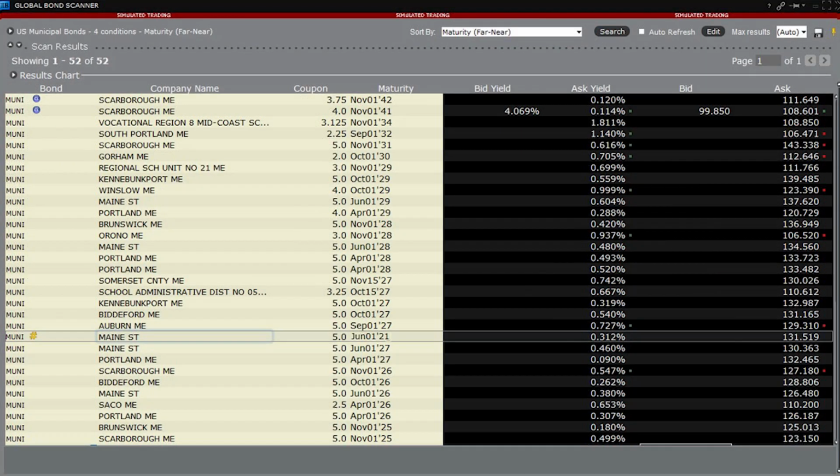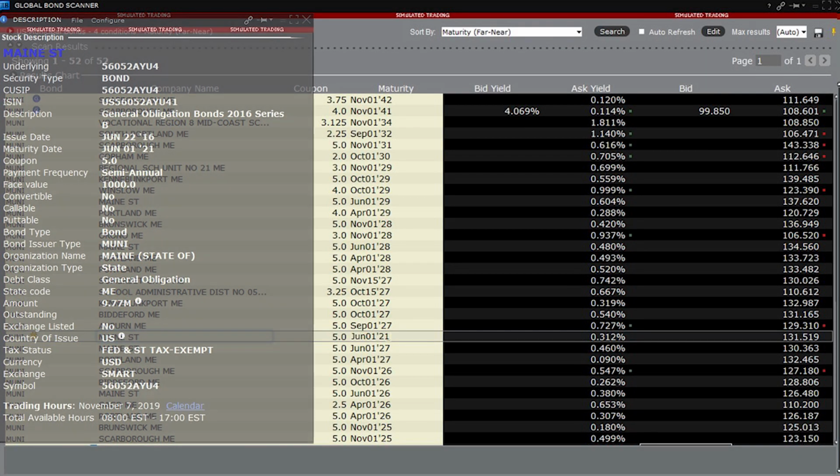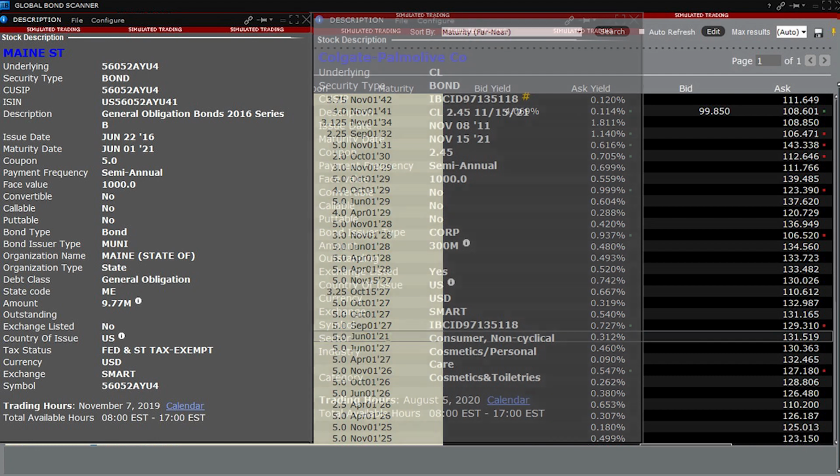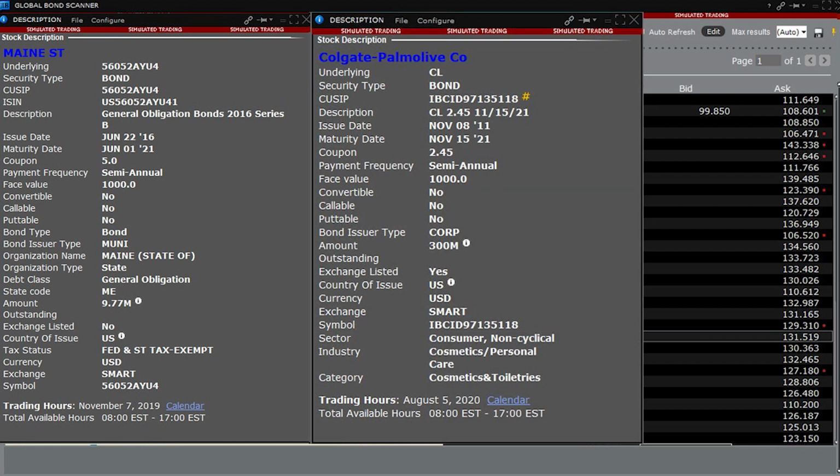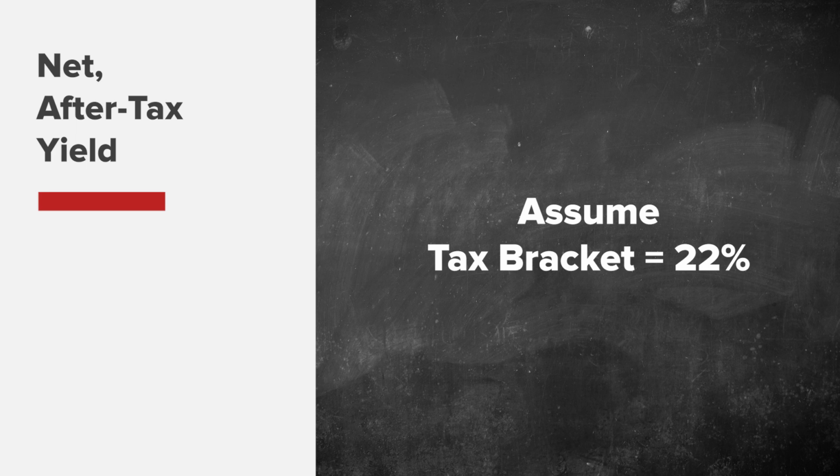Let's take the Maine GO bond we looked at earlier and compare it to a similar maturity Colgate-Palmolive bond. And for simplicity, let's compare both at par. Let's also say for illustration purposes that your tax bracket is 22%.